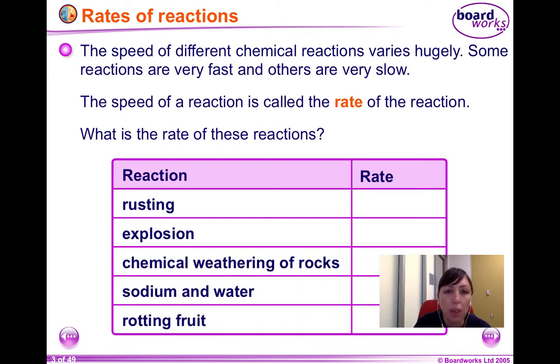So if you're looking at the rate of these reactions, rusting is a slow reaction, and you know this anecdotally in your own life. You've all been exposed to metal that has rusted, and it's not something that takes place in a few seconds or a few minutes. It can take place over days or weeks. Explosions are very fast. The chemical weathering of rocks is very slow. Sodium in water is extremely fast, and rotting fruit is slow.